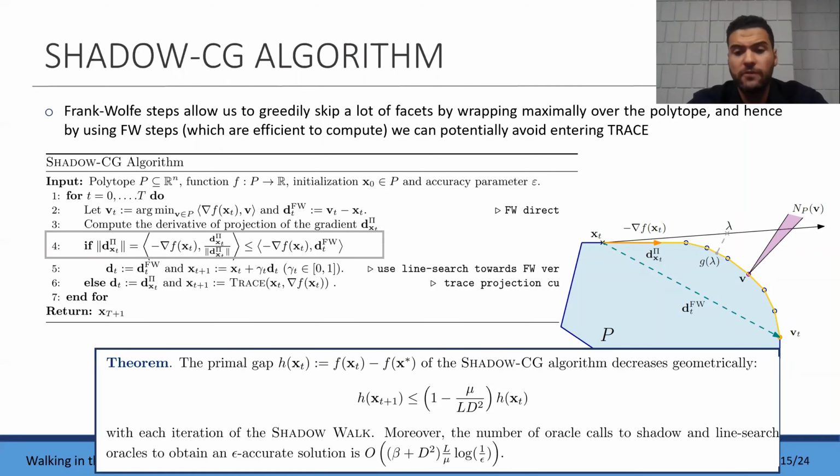But this is sufficient for linear convergence. And we have the same exact theorem as before, but we additionally incur this d squared factor in the convergence rate, where d is the diameter of the polytope. And so we see that the convergence rate is theoretically worse for shadow CG, but the algorithm is more efficient because of the addition of Frank-Wolfe steps. And we'll verify that computationally later on.